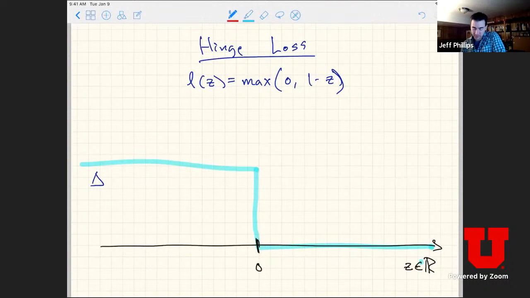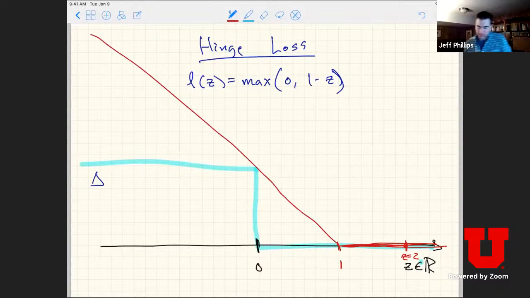So as z gets bigger, say z is equal to 1, z is equal to 2, then 1 minus 2 is going to be -1, but I'm going to take a max, so it's going to be 0. Everything along here, in fact anything past the point of z equal to 1, is going to give a value 0, and then it's going to increase. So this is going to be the hinge loss, this convex relaxation of this.